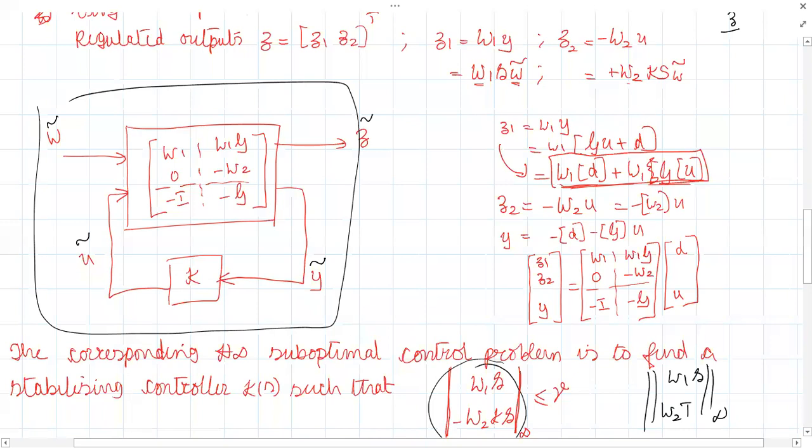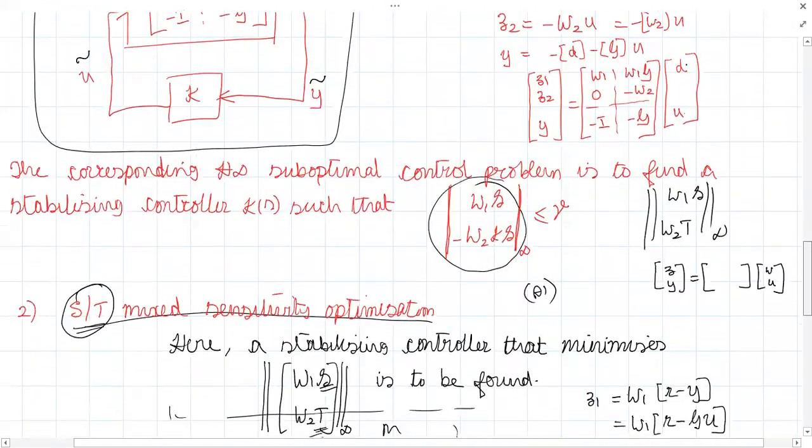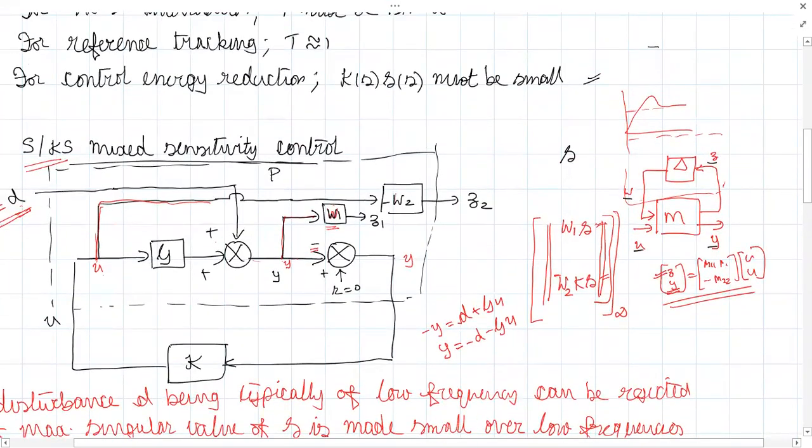From this expression, it is just W1. See, Z1 is equal to W1 into W plus W1G into U, that is, W1 into D plus W1G into U. And Z2 is nothing but minus W2 into U. If we just calculate the transfer function between Z1 and W, how will we get this expression, sir, like W1 and W1T? You see, these W1 and W2 are weighting functions actually. Sometimes you may want to, what should I say.